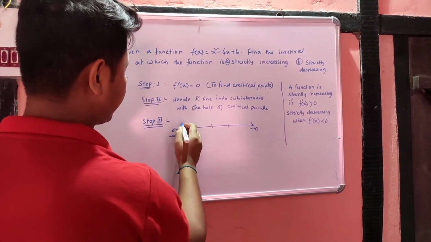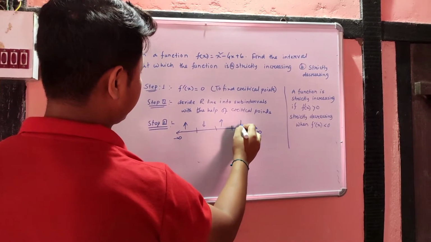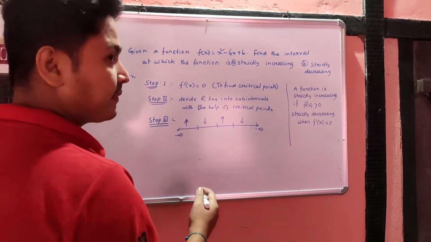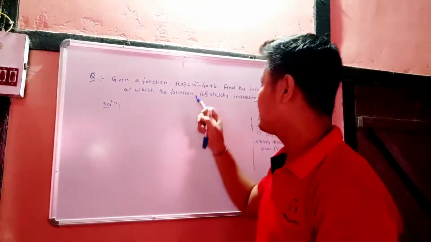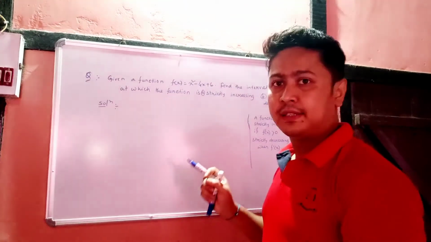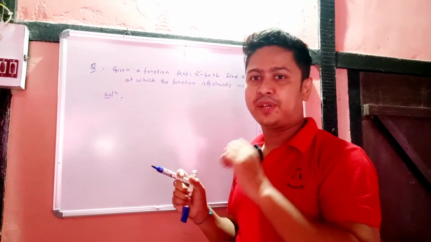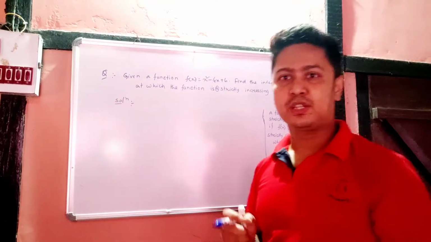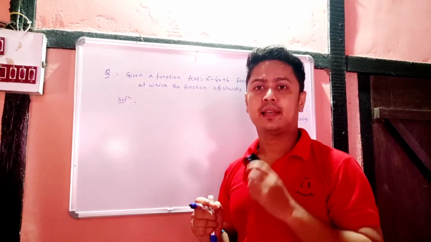In these subintervals, we check whether the function is strictly increasing or strictly decreasing, and after that we conclude at which interval the function is increasing and at which it is decreasing. Following the steps, we first find the critical points for f(x) equal to x square minus 4x plus 6. Then we divide the real line into subintervals with the help of the critical points, and then we check at which interval f dash x is greater than 0 and at which interval f dash x is less than 0.